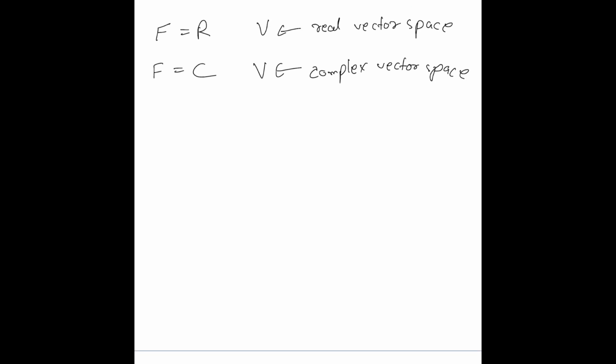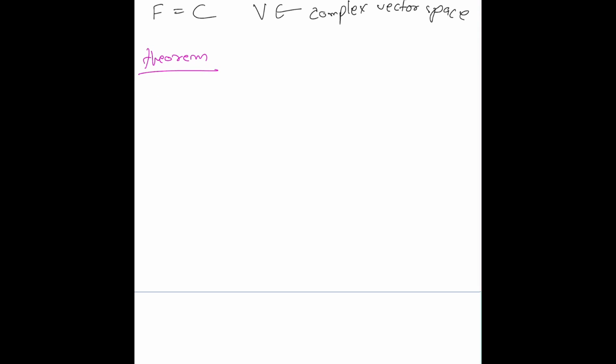Now we will go with some basic theorems. We are not proving any theorems right now, we are just going through them. The first theorem is: for each positive integer n, Rn is a vector space over R.